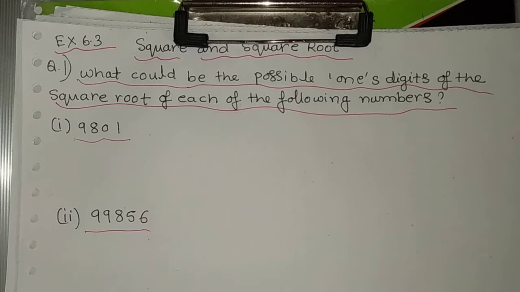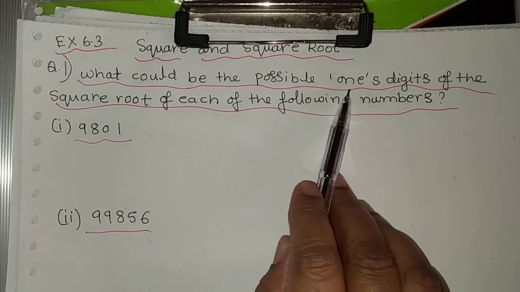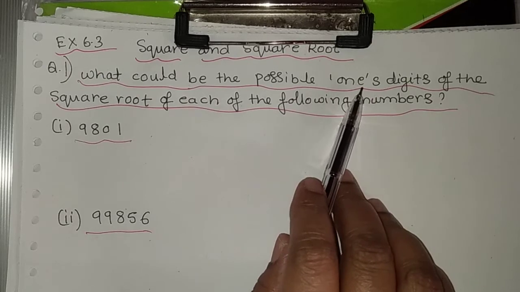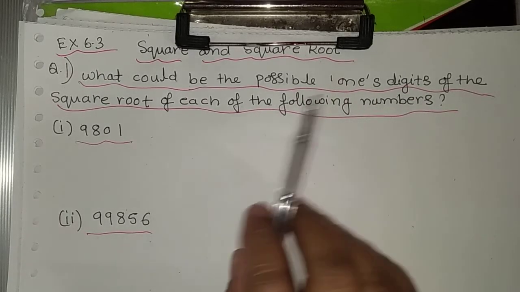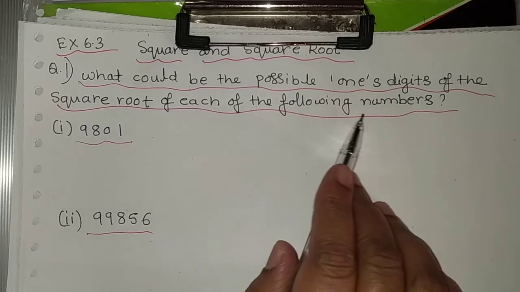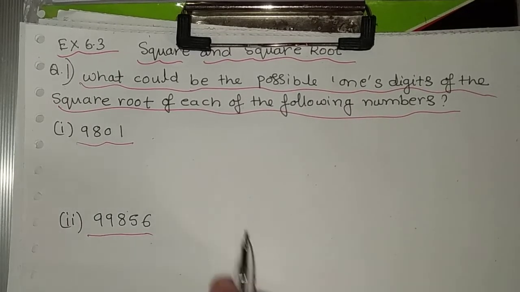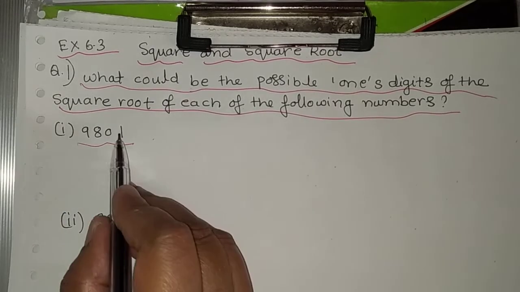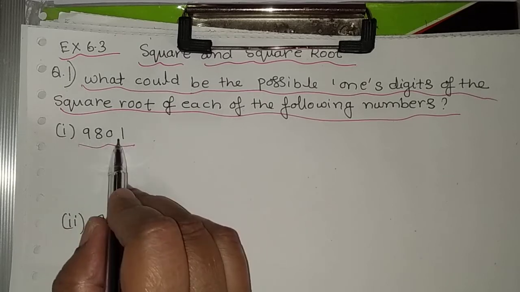We continue exercise 6.3, square and square root. Here the first question is, what could be the possible ones digits of the square root of each of the following numbers? The numbers are given, and we have to find the ones, that is, the unit place digit of the square root of the number.